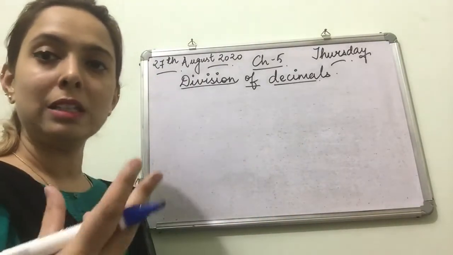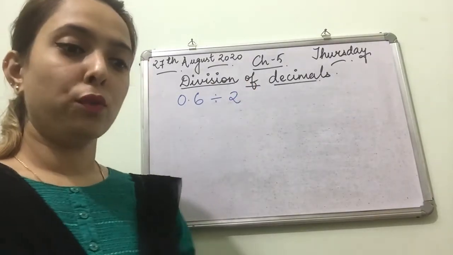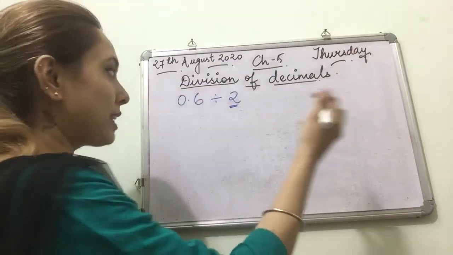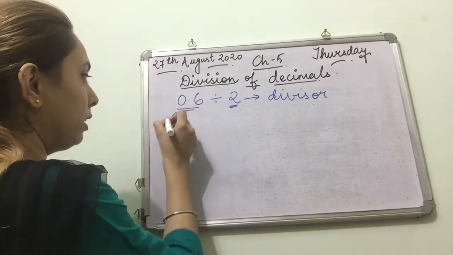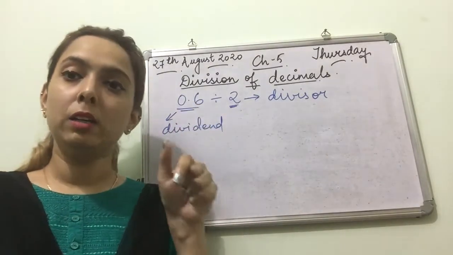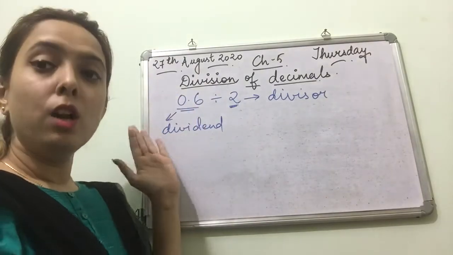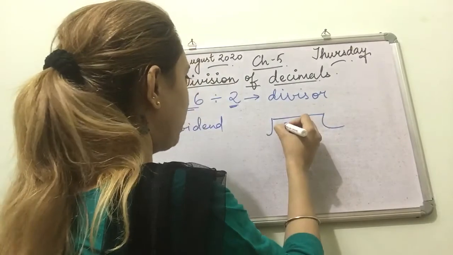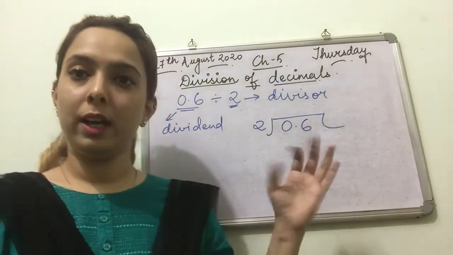Suppose I'm taking a very simple question, that is 0.6 divided by 2. From this question, I would like to tell you that the number which is on the right side will always be your divisor, and the number which is on the left side will be your dividend. Means 0.6 is divided by 2. Always and always, whenever a question is given to you, the number which is on the left side will be your dividend, and the number which is on the right side will be your divisor. So, as you know this format of division, we will write 0.6 here because it is a dividend, and we will write 2 here as divisor.